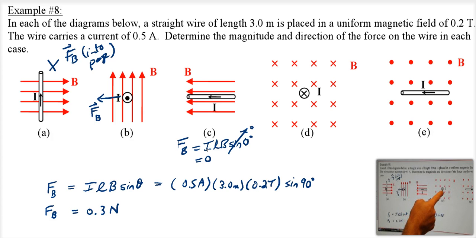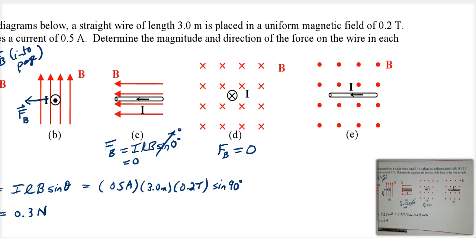Let's go on to part D. If you look at part D, the magnetic field is going into the board or into the screen, and the current is also going in too. So the angle is 0 degrees, so here our magnetic force will be 0 as well.